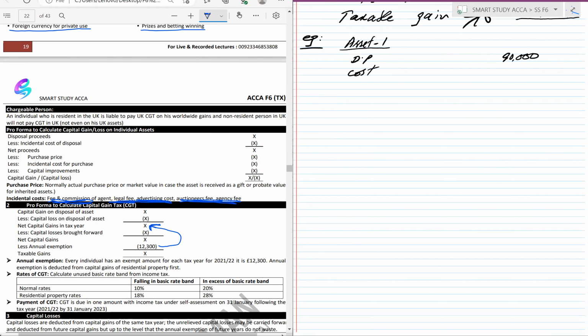Students, incidental cost would be at the time of purchase or at the time of sale. So if any incidental cost is incurred at the time of purchase, it will be deductible, or incurred at the time of the sale, it will be deductible. Otherwise, it will not be deductible.